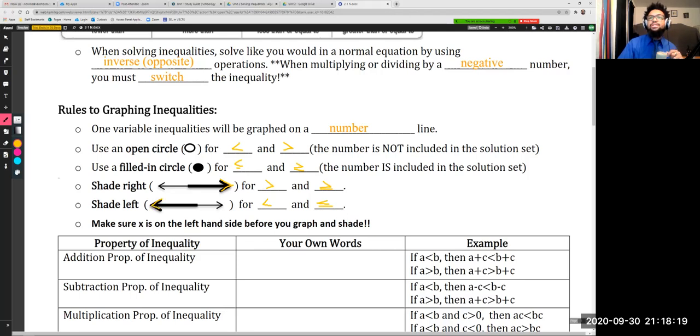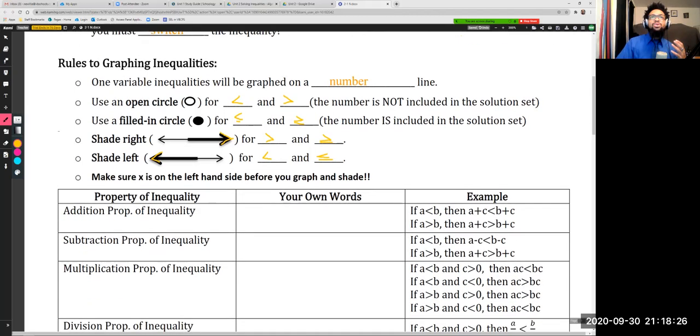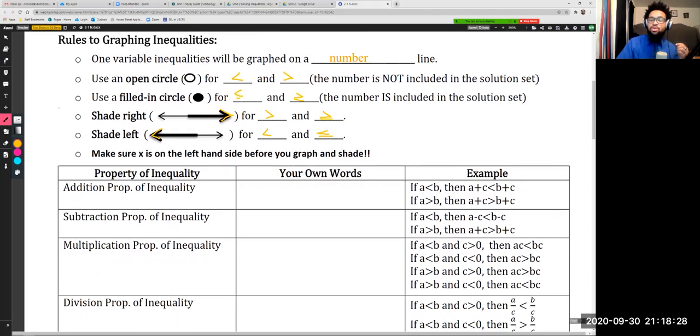All right, so these point in the direction that we're going to shade. So much like our solving equalities, how those had properties of equalities, our solving inequalities have properties of inequalities. Our first one, our addition property of inequality: if we have a true statement and we add one number to one side, we want to do it to the other side.